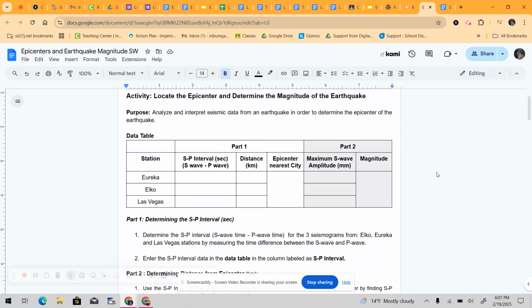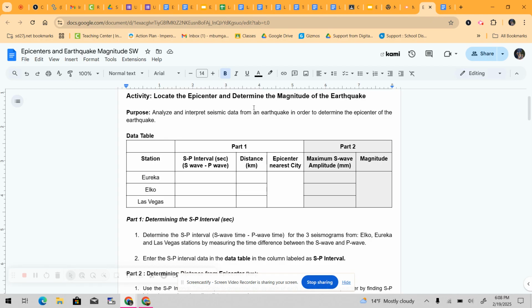Okay, welcome to those who are confused and would like some extra help with the earthquakes and epicenters activity that we started on February 20th. And to those of you who maybe were gone on the 19th and didn't start with the rest of us.